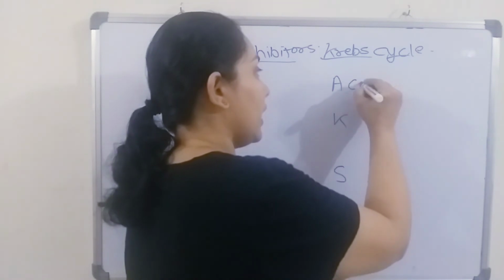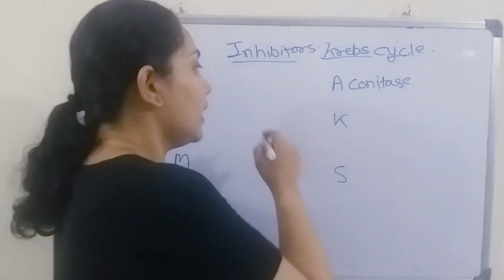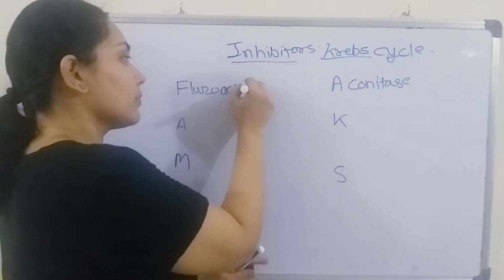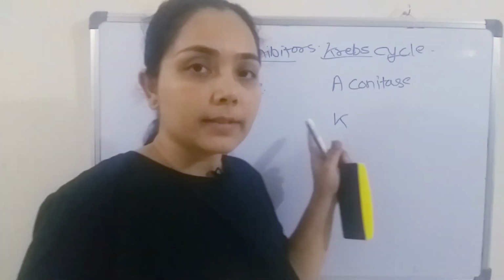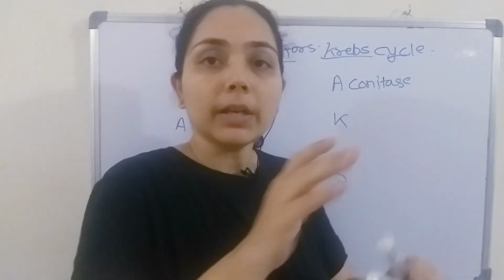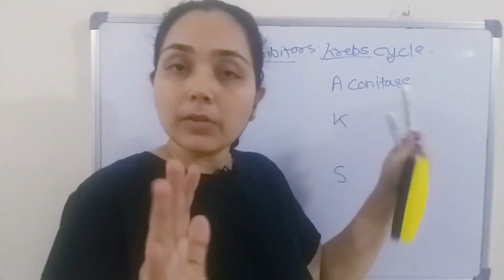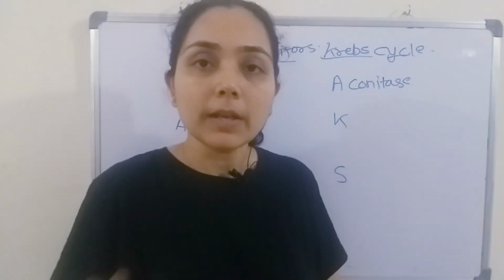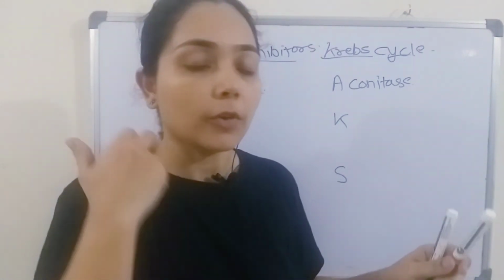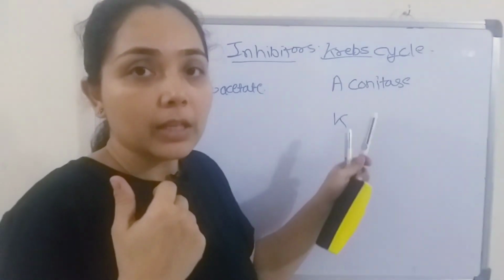A is for aconitase. Yeah. And the inhibitor is fluoroacetate. So this acts as a rat killer. Yeah. So if fluoroacetate is there, it will completely inhibit the activity of the aconitase enzyme. So that means the Krebs cycle will stop, and ultimately we know the result. It acts as a rat killer. So what will happen? Okay. So this way we will inhibit the Krebs cycle.